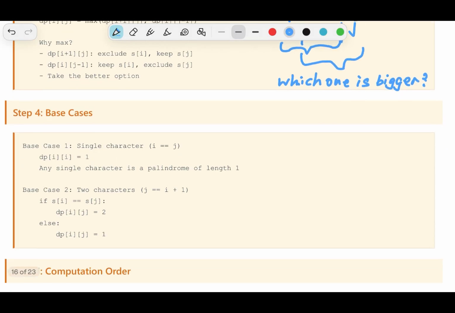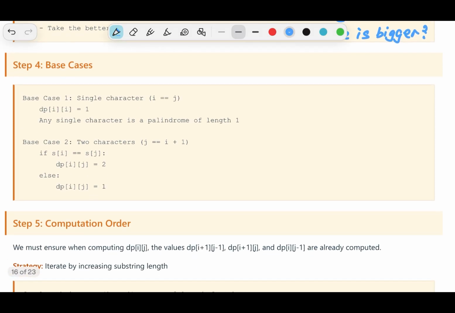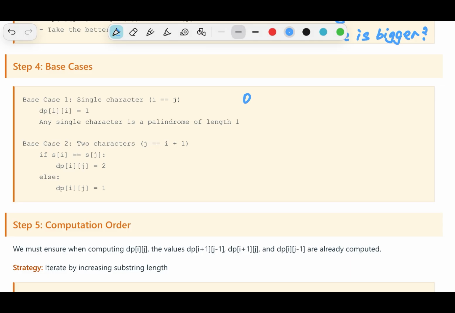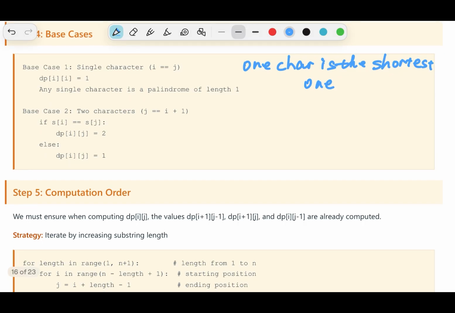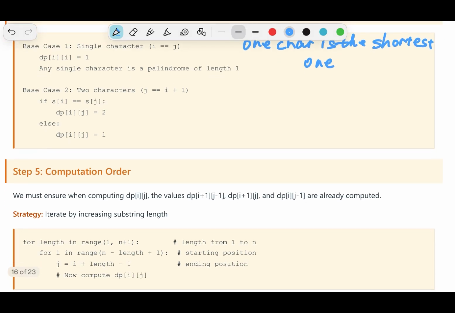And step 4, what are our base cases? Where do we start? Think about the smallest possible string slice. It's a single character. So the longest palindrome in a single character string is just the character itself. So for any i, dp[i][i] is always 1. That's our foundation.